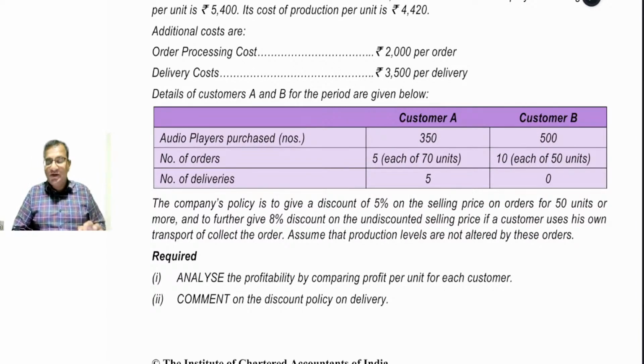Mind it, my dear student, there will be no comment whatsoever on the 5% discount policy. Why? Please read out the requirement part very carefully. They have clearly indicated that we have to provide comment on the discount policy of delivery. They have not required us to comment on the discount policy. They have required to comment on the discount policy of delivery only. तो देखिए कैसे क्या इसका सबसे पहले आपको एनालिसिस करना पड़ेगा.